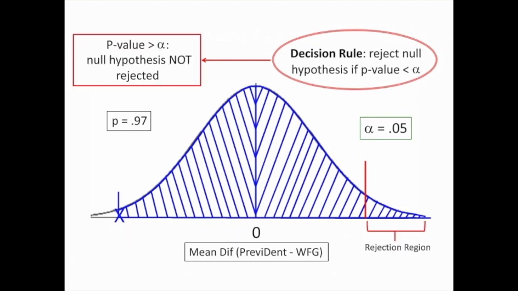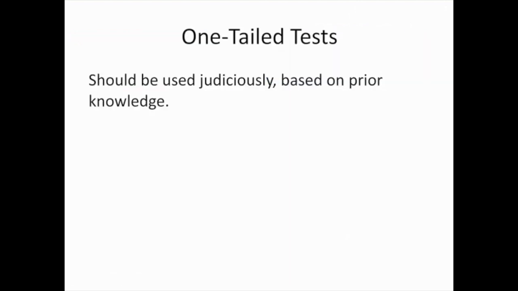We can also see that the researcher's result does not fall in the rejection region. The p-value exceeds the significance level, so the null hypothesis is not rejected. This brings up an important point about one-tailed tests. They should be used judiciously.